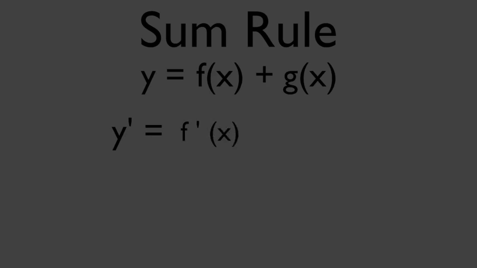The derivative sum rule states that if we have y equals f of x plus g of x, where f of x and g of x are just functions of x, then the derivative of y would be the derivative of f, or f prime of x, plus the derivative of g, or g prime of x.